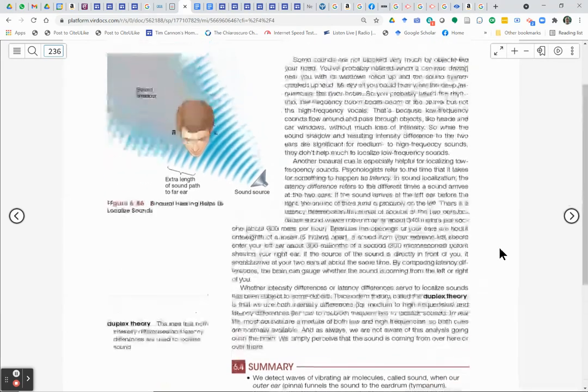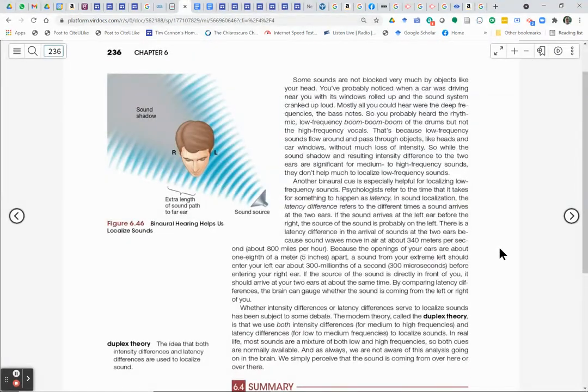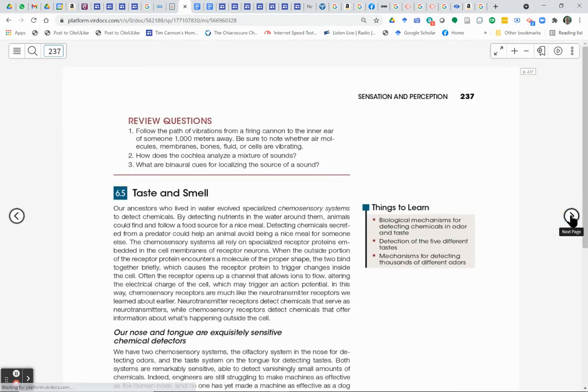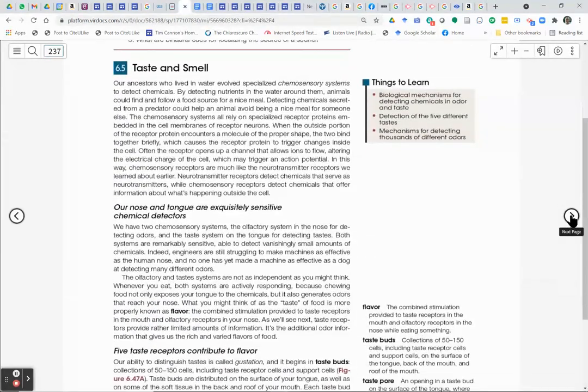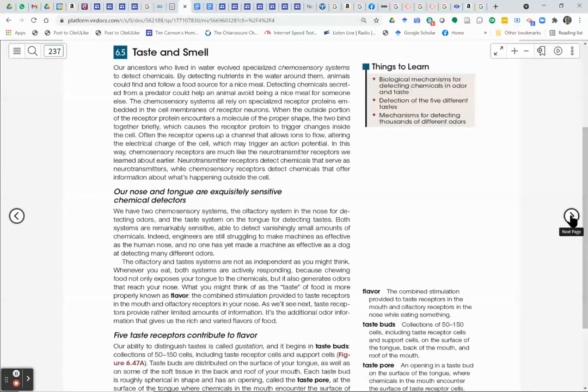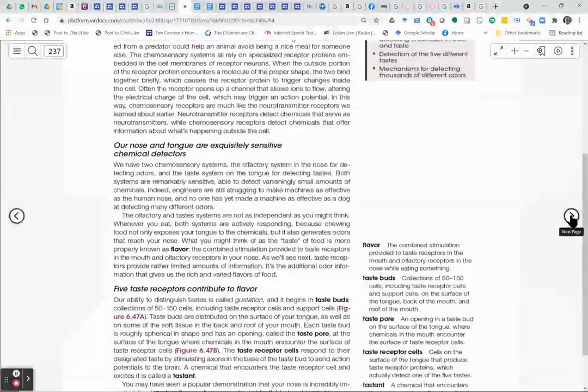And of course, how well you cast sound shadows is an interaction between how big you are, and we're pretty big, and the frequency of the sound. Mice and rats are quite a bit smaller. And taste and smell. We're good at taste and smell.